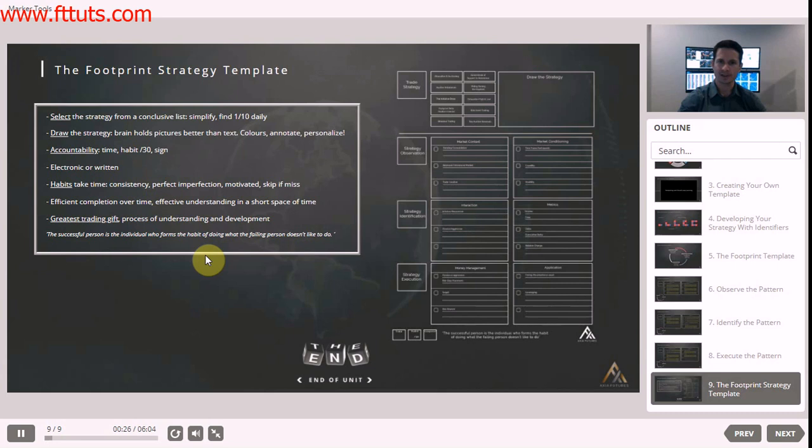So first thing is, write down what is the trade strategy. You can write it down, or you can select it from one of the 10 boxes. Circle it. Nice and easy. Circle the strategy, but then more importantly, go and draw the strategy. This is so crucial. As human beings, our brains tend to hold on to picture images a lot easier than text. So go draw it, use different colors, annotate it, personalize it, really make it your own drawing. That way you're going to remember it a lot easier.